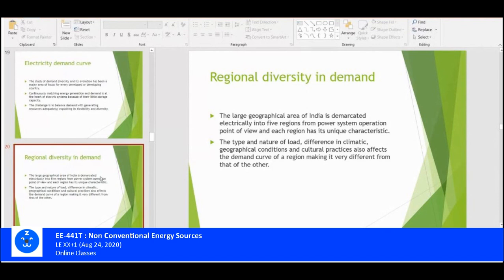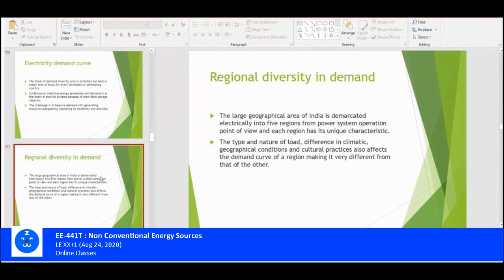Regional diversity in demand. India is a big country, you all know. Western, southern, northeastern, something like that. And we are in the process of having a single grid. The large geographical area of India is demarcated electrically into 5 regions from a power system operation point of view, and each region has its unique characteristic.